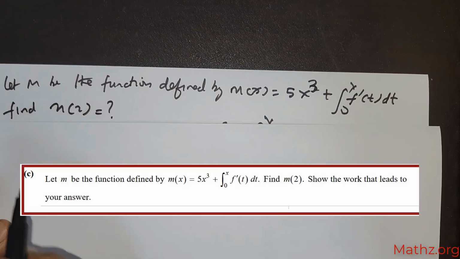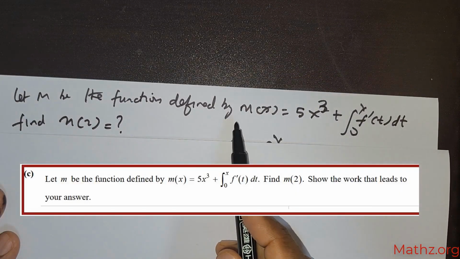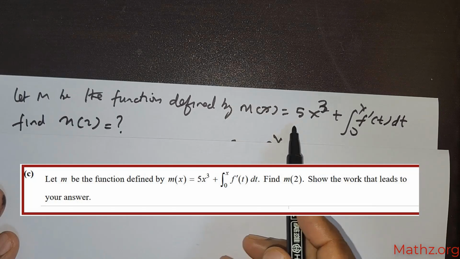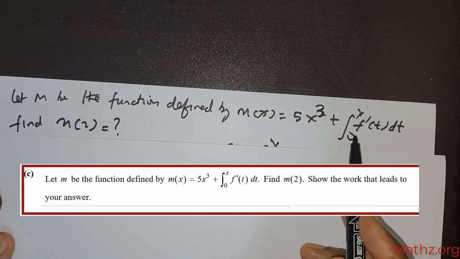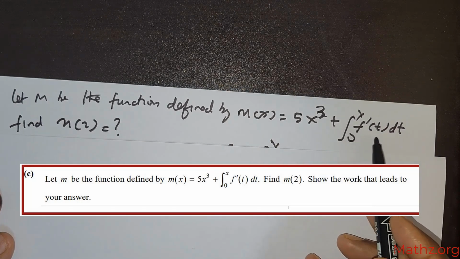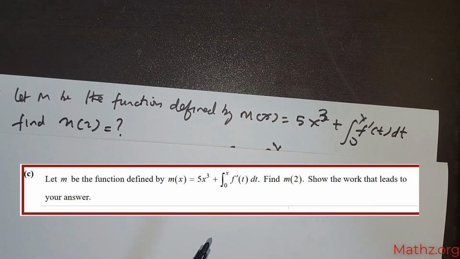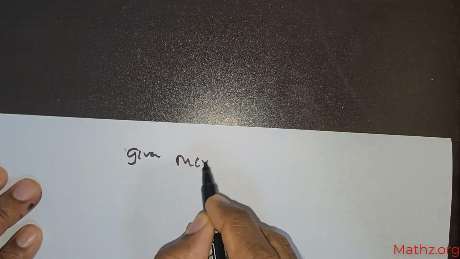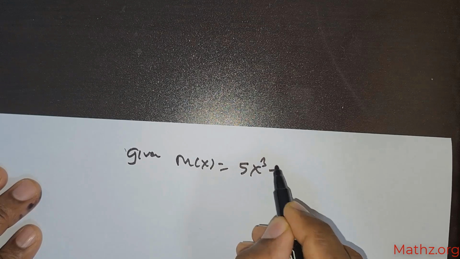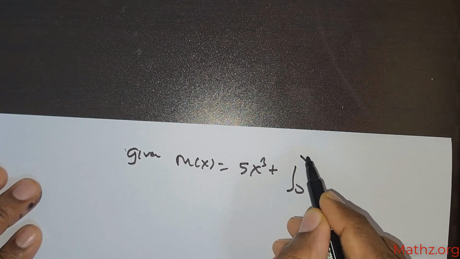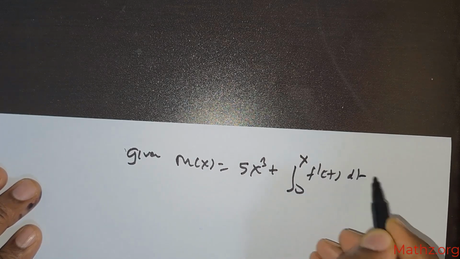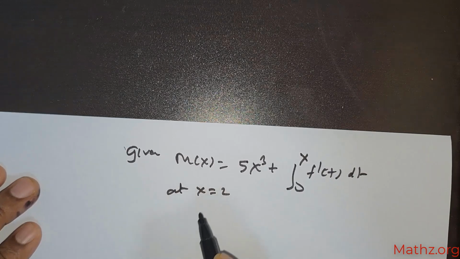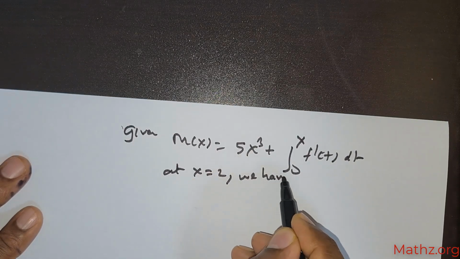So we move on. This is question C. Let m be a function defined by m of x is equal to 5 times x cubed, plus integral 0 to x f dash of t dt. Find m of 2. Okay, so let me do that question. Now given, what is given? Given m of x is equal to 5 times x cubed, plus integral 0 to x f dash of t dt.